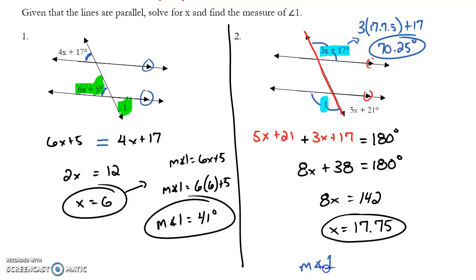Measure of angle 1 is 70.25 degrees. I would have got the same thing if I had plugged in for x here and then taken my solution for this angle measure and subtracted it from 180, since these are a linear pair.